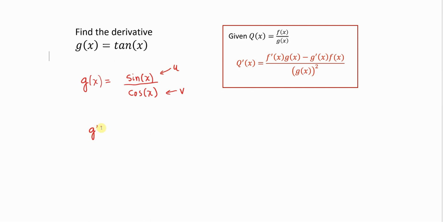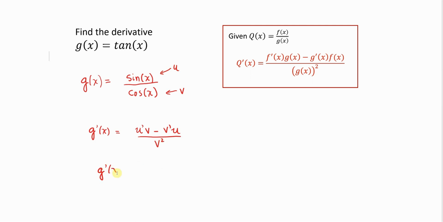And that means g prime is nothing more than u prime, the derivative of the top, times the bottom, minus v prime, the derivative of the bottom, times the top. All of this over the bottom squared. All right, so let's work through this.